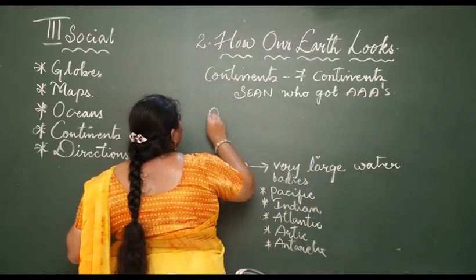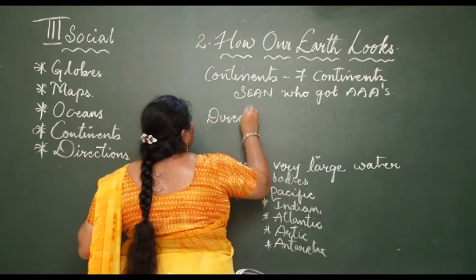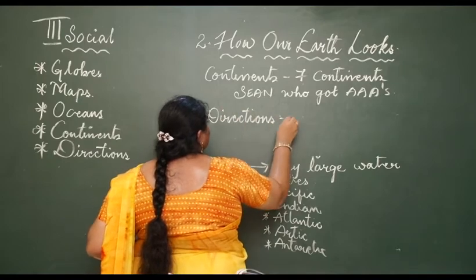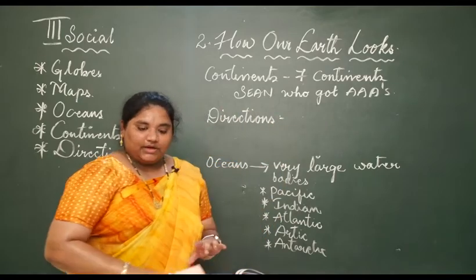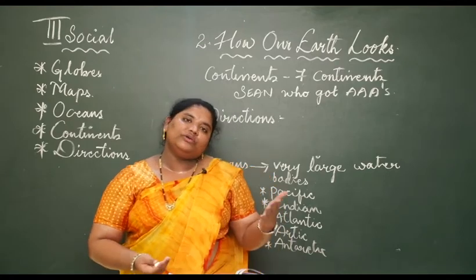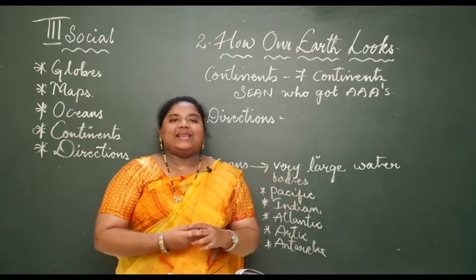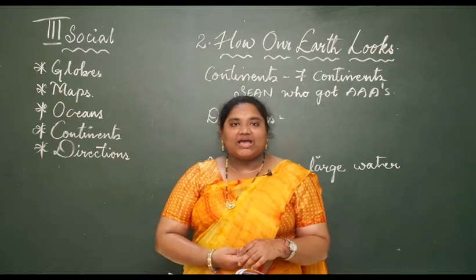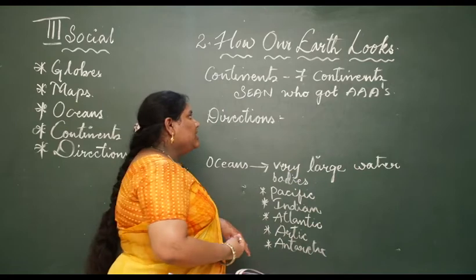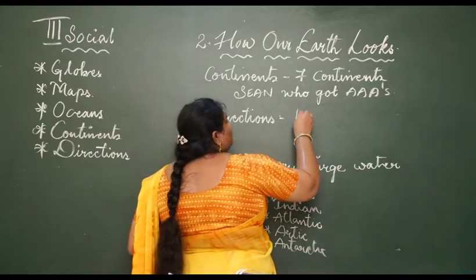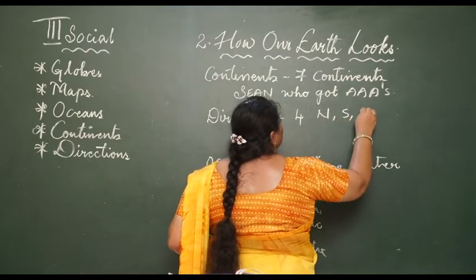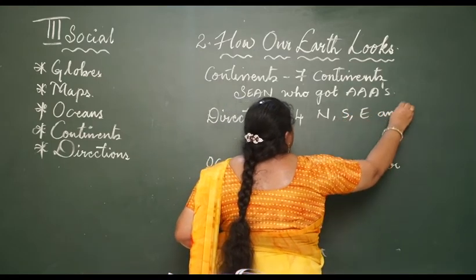If we don't know the direction, we cannot find the area properly. So directions are a very important part of maps. As you all know, we have been learning from primary class how many directions we have. We have 4 main directions. How many directions? 4 main directions. They are north, south, east and west.